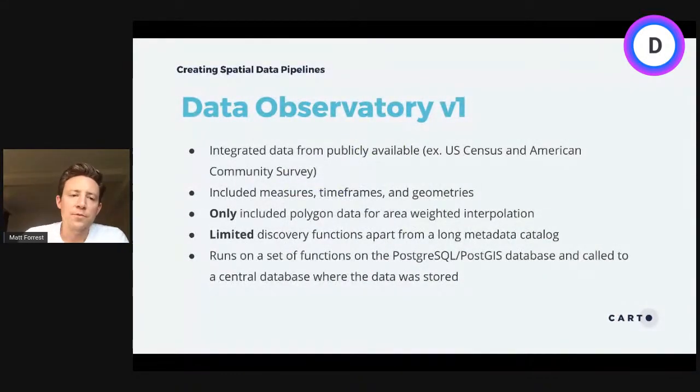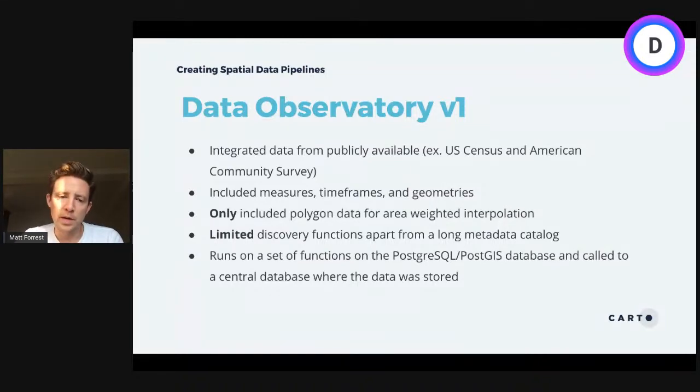So Data Observatory V1 integrated data from publicly available sources, things like the US Census, American Community Survey, Canadian Census, and so on and so forth. It really only included three things: measures, which would be things like the median income, time frames, and then geometries, which is the actual geography. So that's the first piece there.